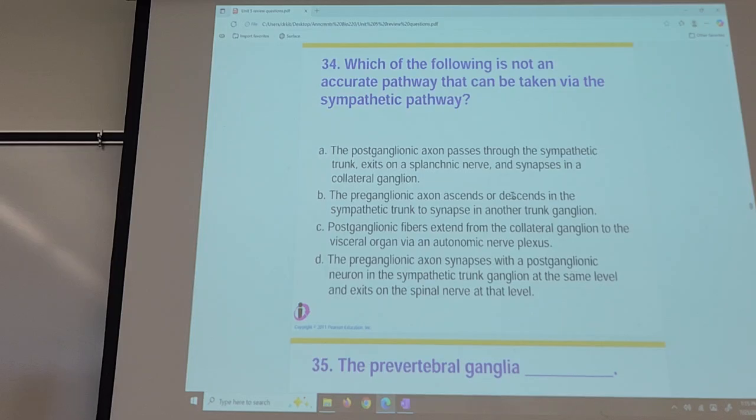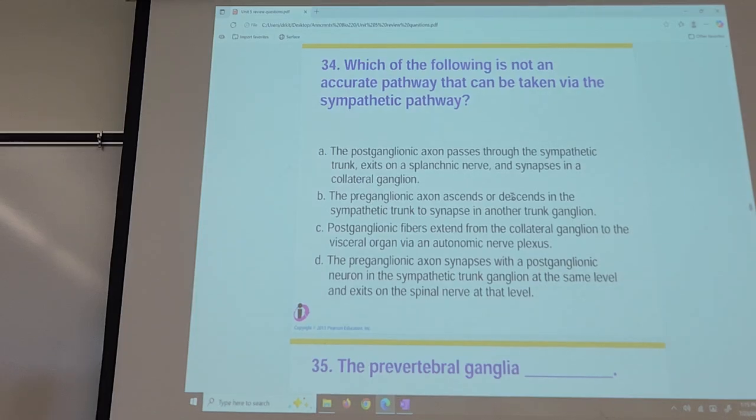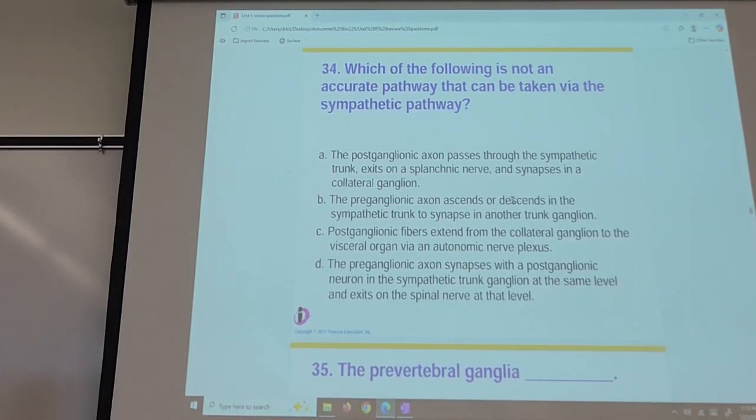So letter A, the postganglionic axon passes through the sympathetic trunk. Is that a true statement? Yes. Okay, passes through sympathetic trunk, exits on a splanchnic nerve, and synapses on a collateral ganglion. Is that true? Yes. Okay, so that's not the answer. B, the preganglionic axon ascends or descends in the sympathetic trunk to synapse in another trunk ganglion. Is that a true statement? Yes, that's a true statement, so B doesn't count.